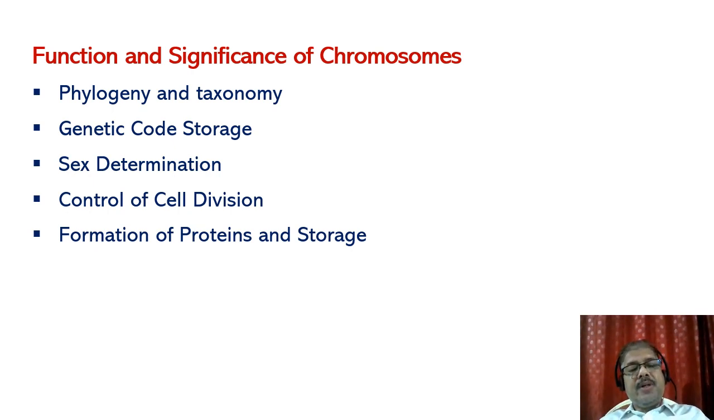Then sex determination. Humans have 23 pairs of chromosomes, out of which one pair is the sex chromosomes. Females have two X chromosomes and males have one X and one Y chromosome.